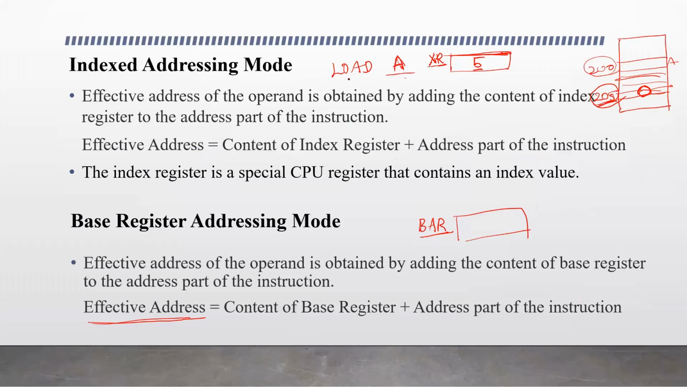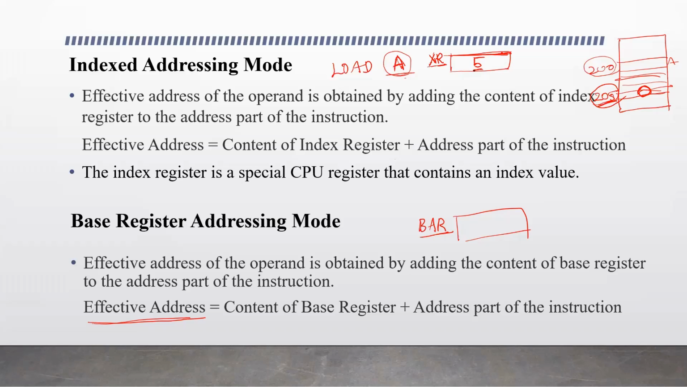Let's take one example, this instruction, load A. What is A here? Here is some address, but this is not the effective address. This is a kind of indirect addressing. In indirect addressing, we will not have the effective address in the instruction, we need to find the effective address. So here, this is not the effective address. To calculate the effective address, what we have to do is add the content of the address field in the instruction, this A, to the content of the index register.